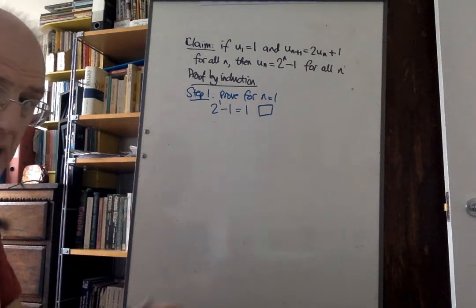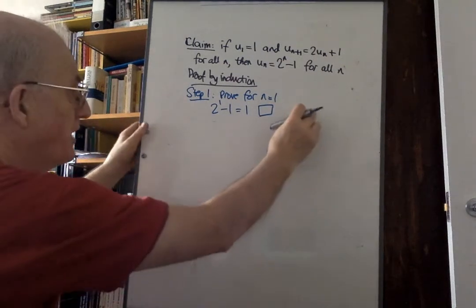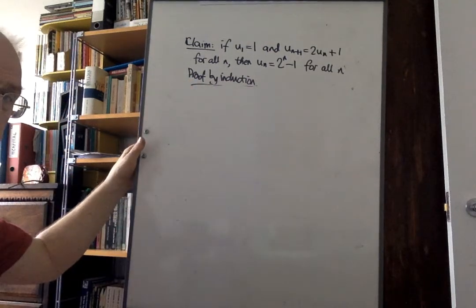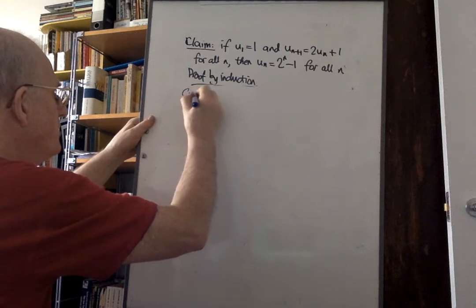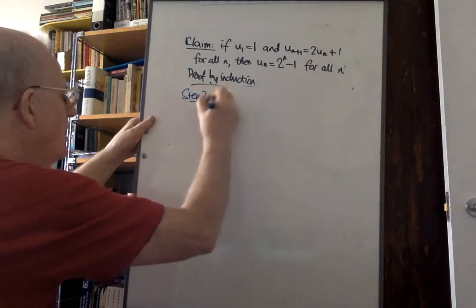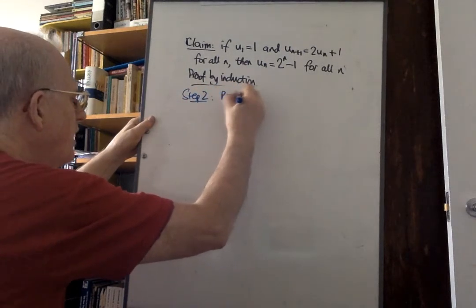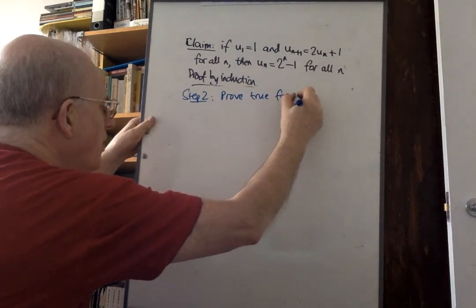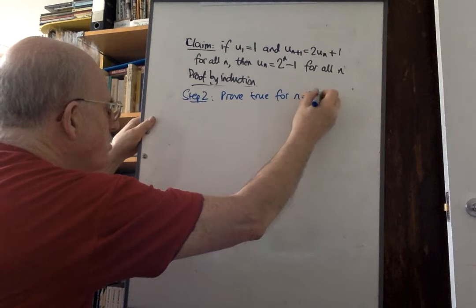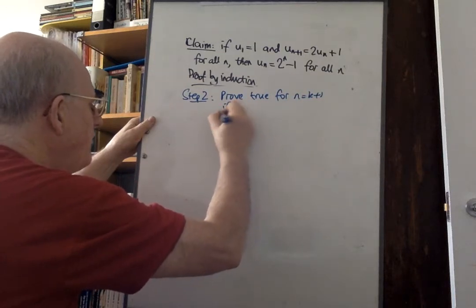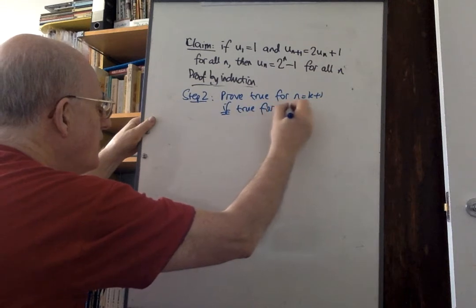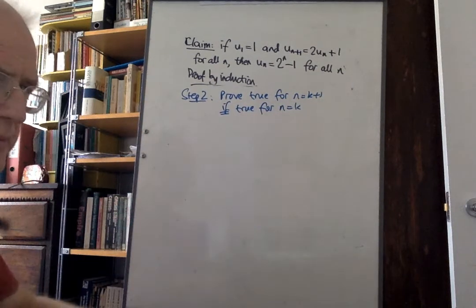Okay, can you write down what step 2 will be? How it will start? Yes, step 2 is prove true for n equals k plus 1 if true for n equals k.